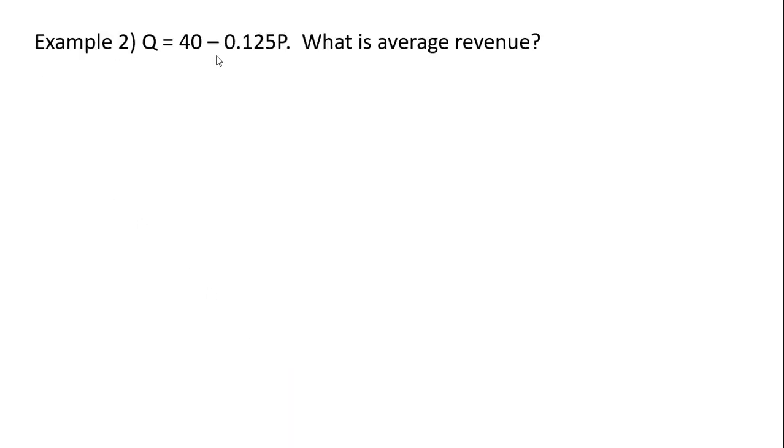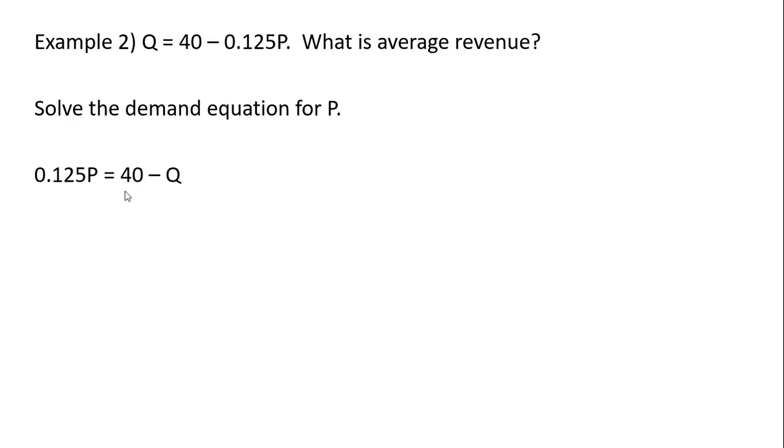Example 2, Q equals 40 minus 0.125P. What is average revenue? We're going to take this demand equation and solve for the inverse demand. So we're going to solve this equation for P. So moving some things around here, adding 0.125P to both sides, we get this result. And dividing through by 0.125. 40 divided by 0.125 is 320. And Q divided by 0.125 is just minus 8Q. So average revenue then is just price, 320 minus 8Q.